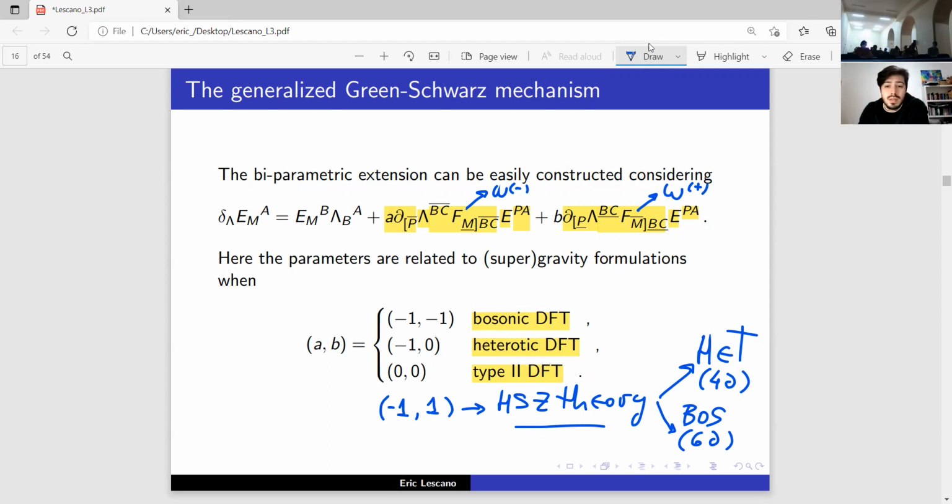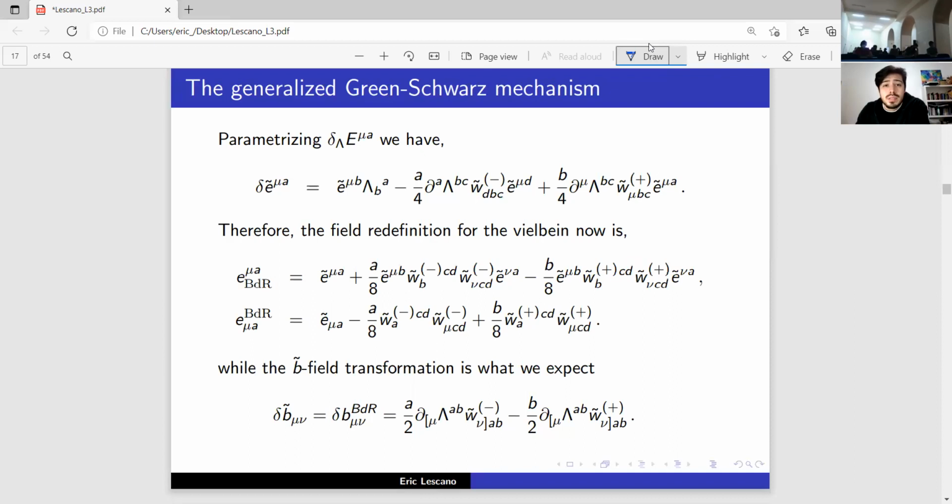So when we consider both parameters, A and B, we can perform the same computation in order to compute the transformation of the field line. The transformation of the field line now contains two pieces. We don't want these pieces because these are Green-Schwarz mechanisms for the field line, and we need to remove this kind of transformations.